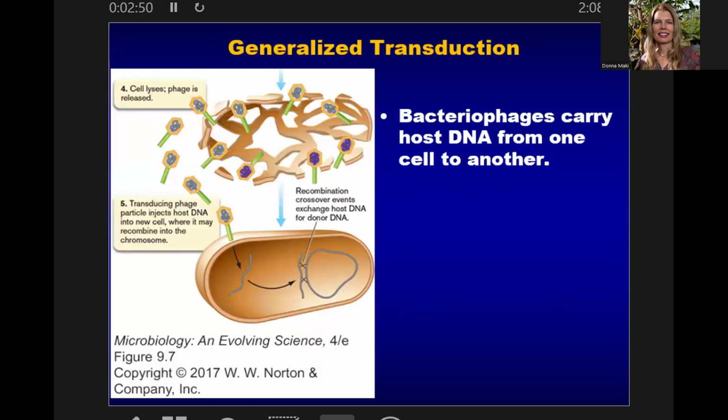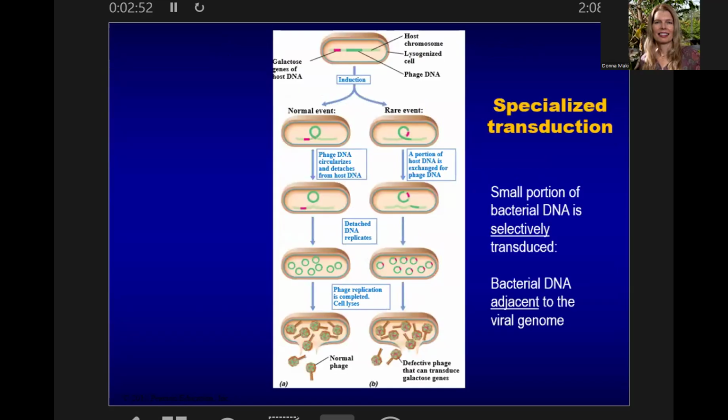Okay. And then we compare that to specialized. So that means there's a very specific piece of DNA that's selectively transduced. It's not just any old random piece of DNA that's floating around. And in order for this to happen, you have to get that virus injecting its DNA into the cell, and then the viral DNA gets pasted into the host DNA. When that occurs, we call it a prophage.